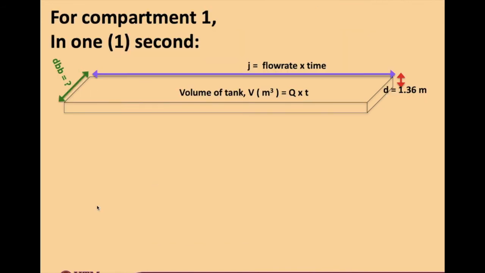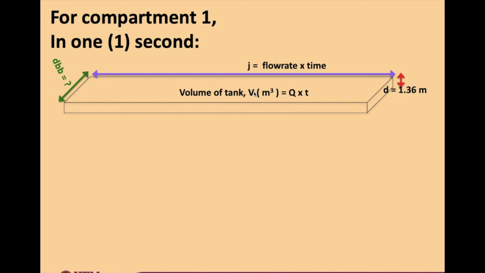So this is the distance between baffles that we would like to find out for compartment 1. Remember this diagram from our previous video. That is the J, the flow rate times time. Then this is the volume of the tank, and this is the depth. The depth has been designed, so it will not change. It's 1.36 meters.